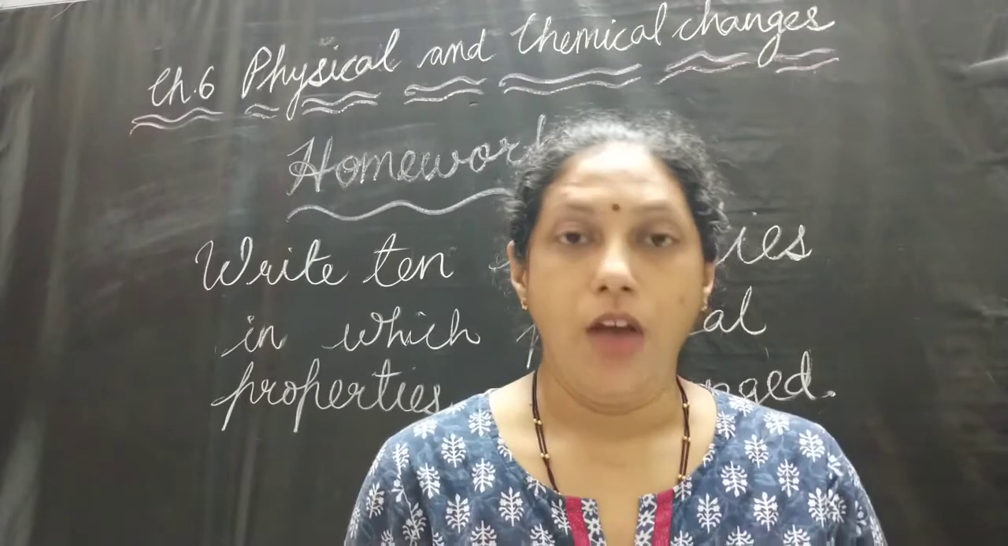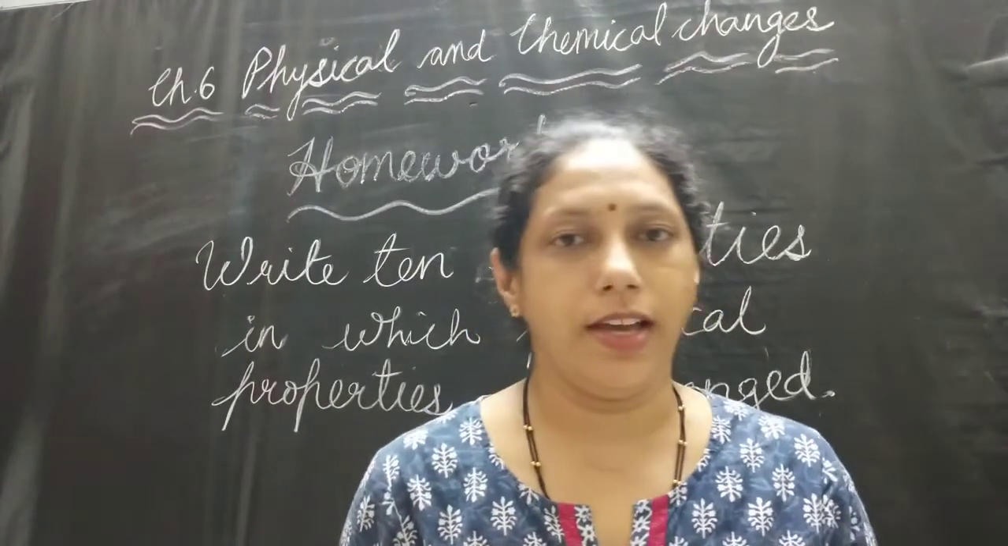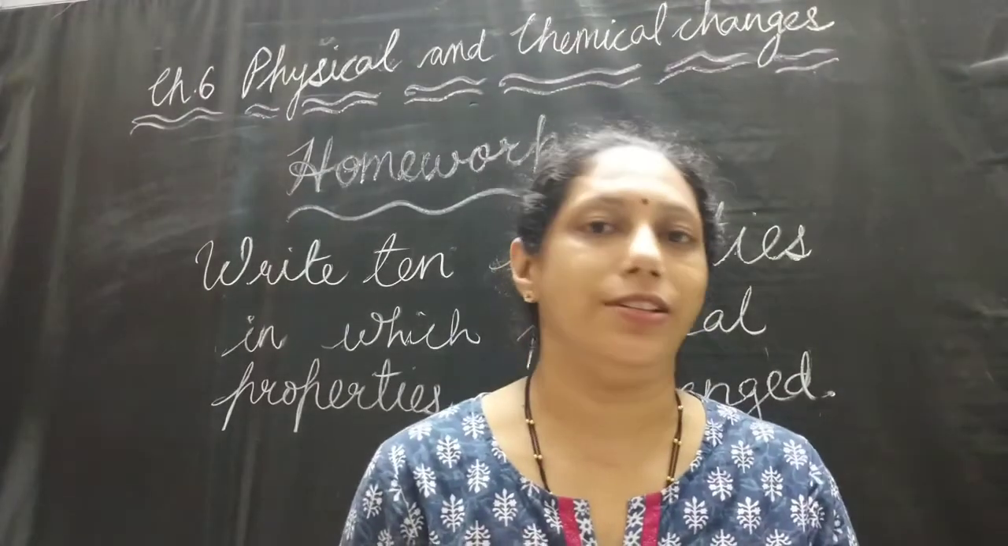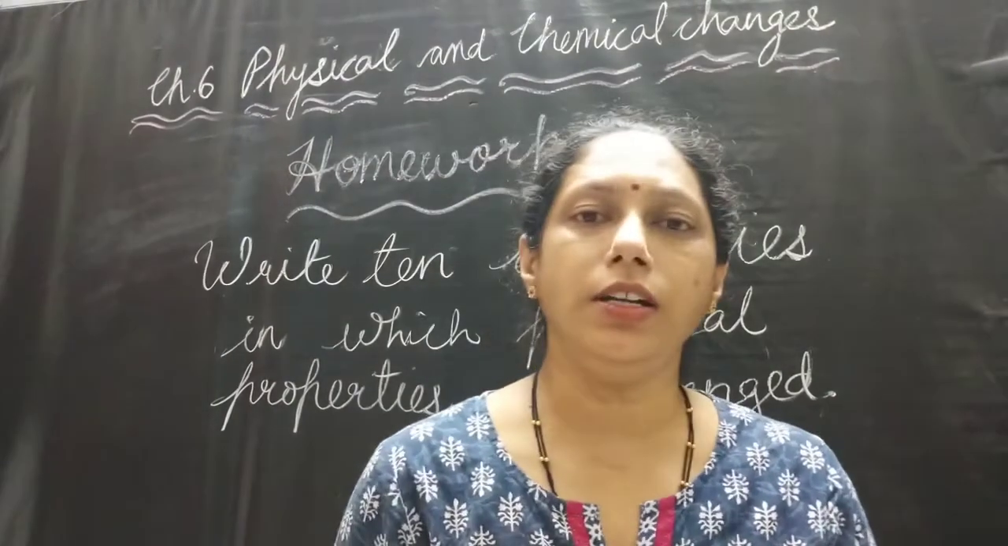In the previous class we learned about physical changes. Physical changes are the changes occurring in the physical properties of a substance. Shape, size, color or state of the substance gets changed in physical changes. Physical changes are reversible and no new substances are formed in physical changes. Then we learned about rusting of iron, which is a chemical change. Today we are going to discuss more examples of chemical changes.